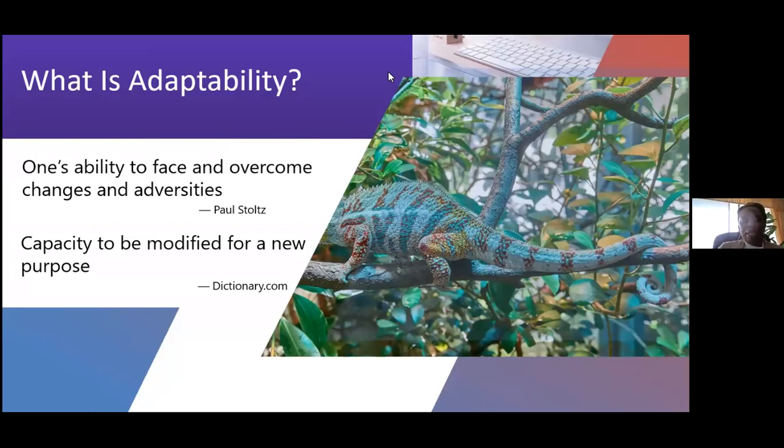What is adaptability? Well, it's one's ability to face and overcome changes and adversities. And that is a definition from Paul Stoltz, who is the author of The Adversity Quotient at Work. Another description of adaptability is the capacity to be modified for a new purpose. And if you think about those definitions, we have them both at play with our current situation. We can also think about things that have taken place even prior to that.